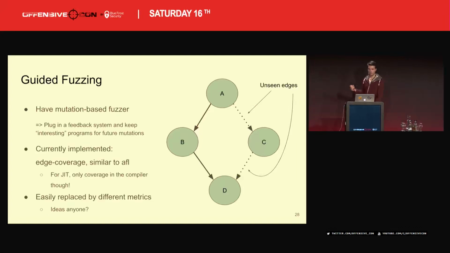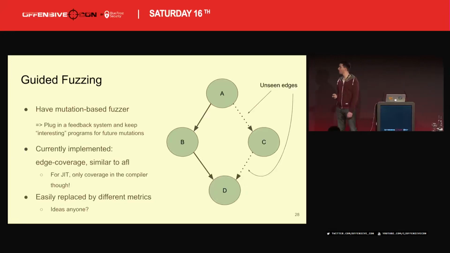Important to note here for the JIT compiler, it only measures coverage in the compiler and not the generated code, which is still pretty useful. So it can still find code that triggers interesting behavior in the compiler itself. So it does work for JITs. But I guess this is an interesting research question. Can we get coverage on the JIT code itself? And I guess there's also other potentially interesting metrics that could be used. Again, maybe an interesting topic.